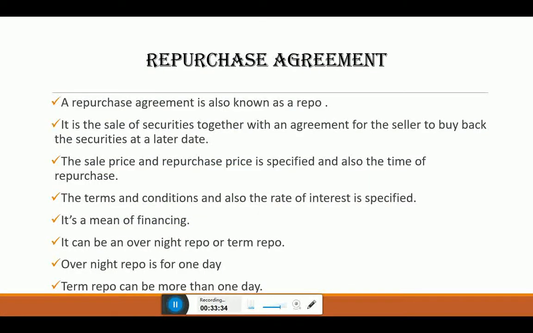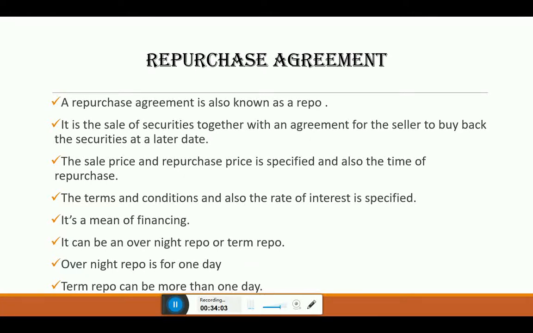Next we have the repurchase agreement. From the name, repurchase agreement, it's an agreement to repurchase something. For example, now I am selling it, but I am agreeing to repurchase it from you after a certain period of time. That becomes a repurchase agreement. A repurchase agreement, also called a repo, is the sale of a security together with an agreement to resell, for the seller to buy back the security at a later date.